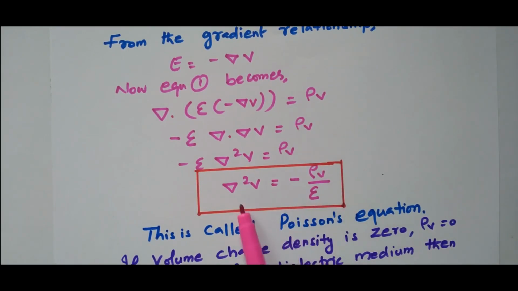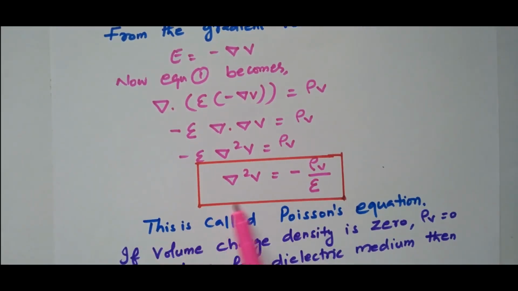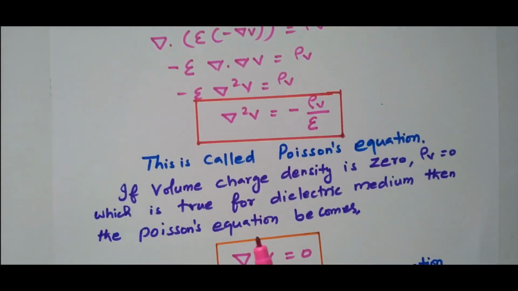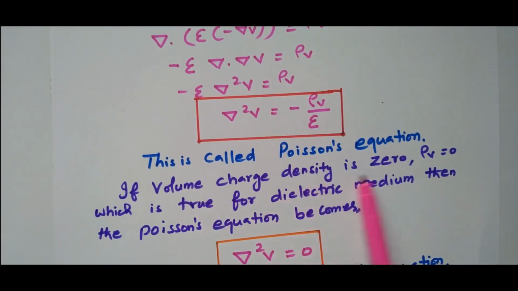So that can be written as ∇²V equals minus ρv by ε, right? After simplification, what we got? ∇²V equals minus ρv divided by ε. So this is nothing but the Poisson equation. This equation is represented as the Poisson equation, right? In this Poisson equation, if the volume charge density is 0, that is, no charge is available, ρv is 0, then it is true for a dielectric medium.